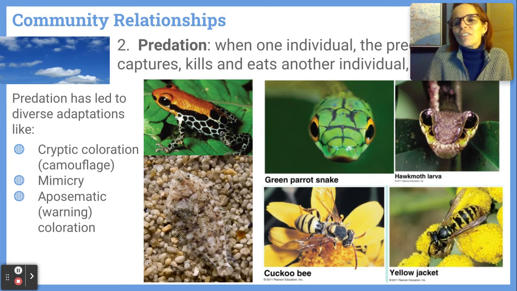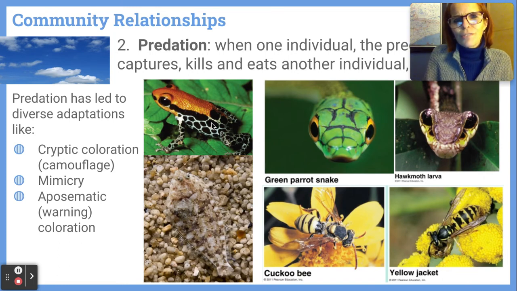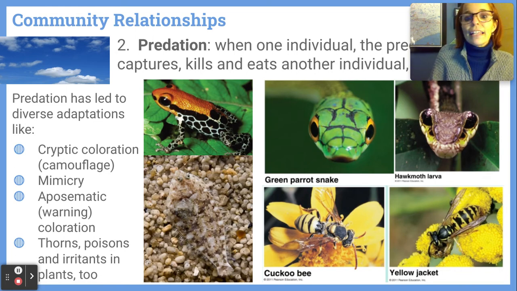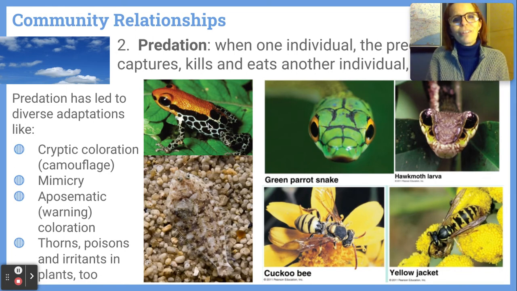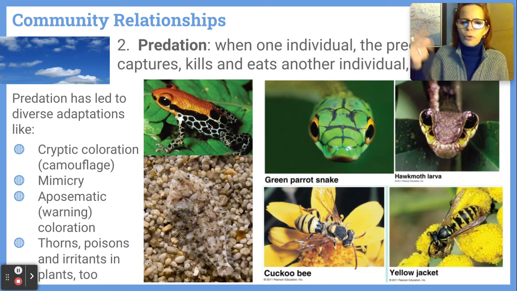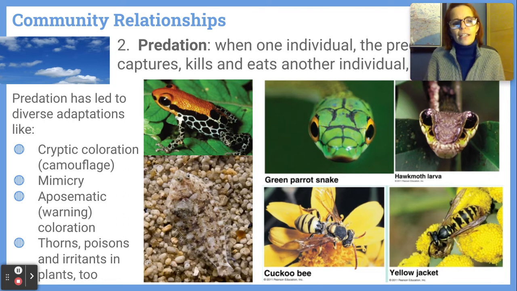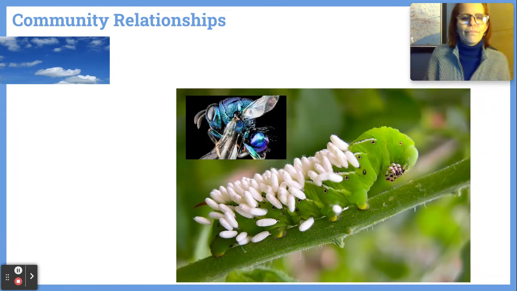All right, the next one is called aposematic or warning coloration, and that's what you get with the poison arrow frogs. So those are bright colors to identify that they are poisonous, or that they would sting, for example, or that they would make the predator ill. And then other things that have evolved because of predation: thorns, poisons, and irritants in plants are things that have arisen because of predation.